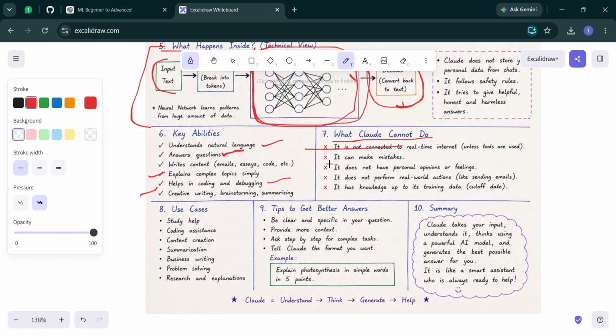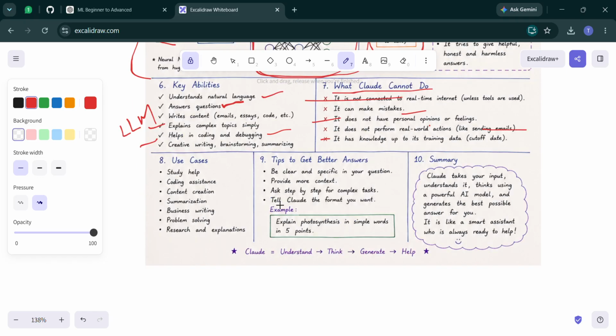It can make mistakes. It does not have personal opinions or feelings because it is a machine. It does not perform real-world actions like sending emails. It only has knowledge of its training data. This is why we call it an LLM: there is a model, and we are using the data from that model.